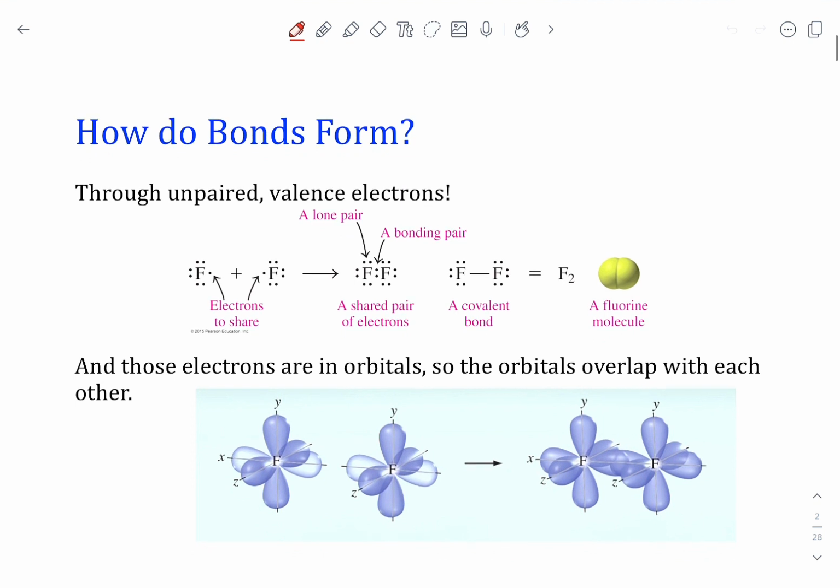So we've talked about this a little bit before, but I want to go one step further here in our last lesson and ask the question, how do bonds form? Well, we know that bonds are formed through unpaired valence electrons. Valence electrons are the ones that participate in bonding. This is how we are able to draw Lewis structures.